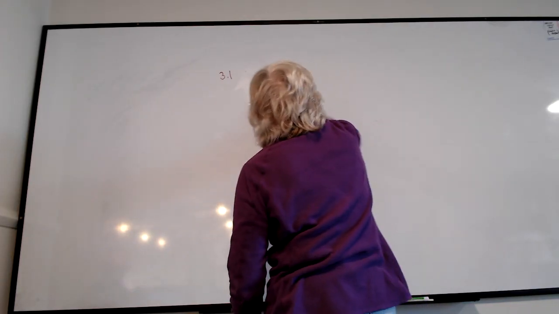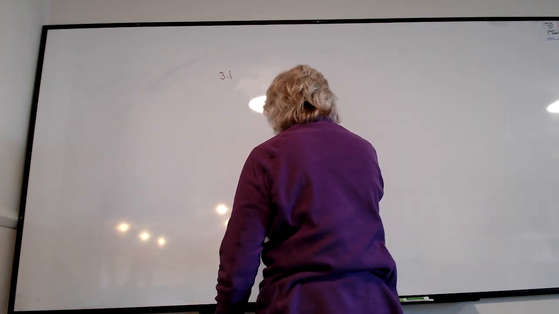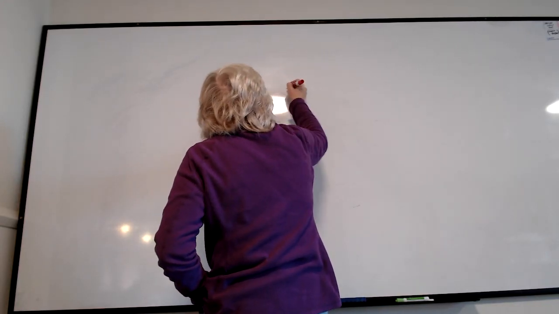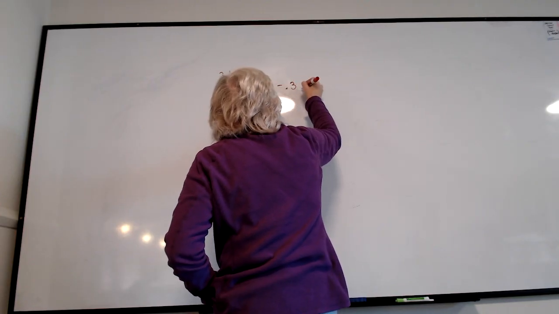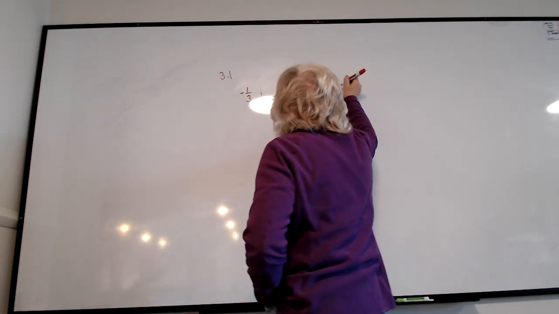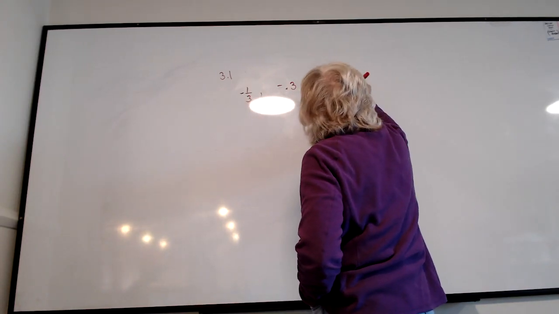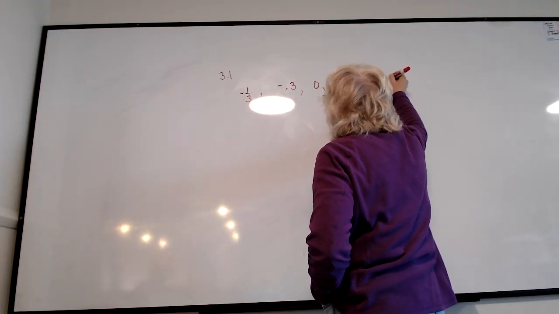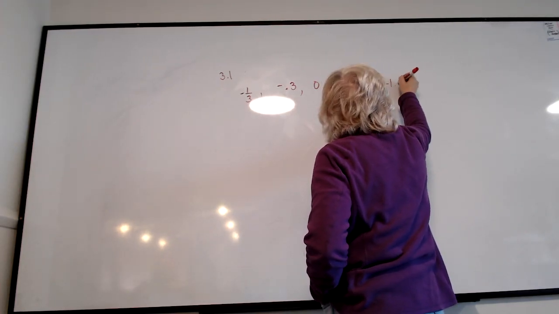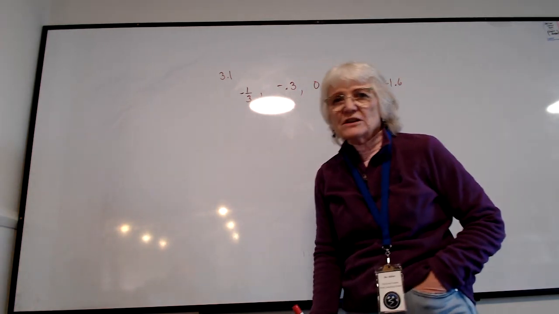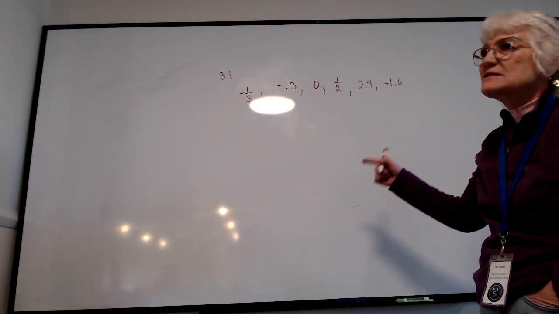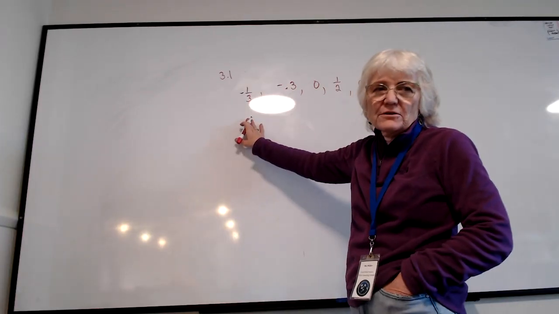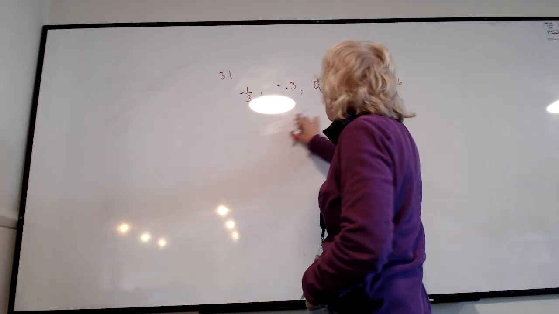If we are looking at some numbers and we want to graph them, I'm going to give you -1/3, -0.3, 0, 1/2, 2.4, and -1.6. So we're going to try to graph each of these onto the same number line. So the first thing we might want to do is put them in order from smallest to largest.